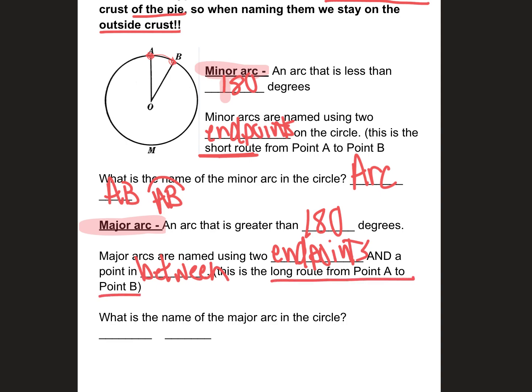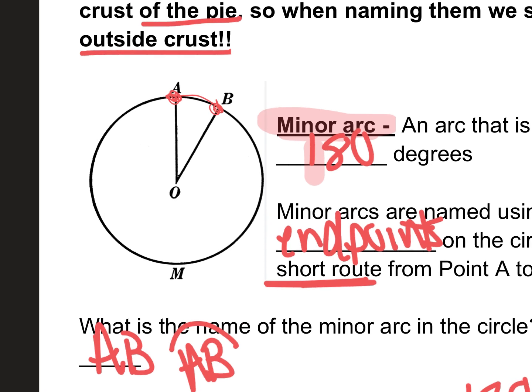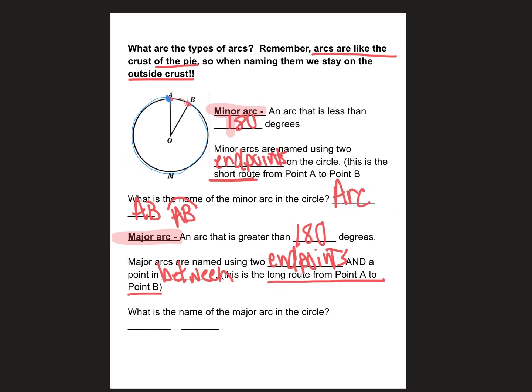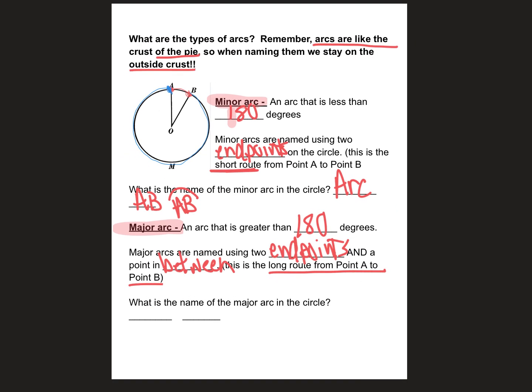Okay, so instead of taking the short route up here from point A to point B, I'm going to go the long way. So I'm going to go from here, and I'm going to go all the way around through M, all the way over to B. So that's going to be a major arc, and it takes 3 points to name that arc. Since it's major, it's going to take 3 points to name it.